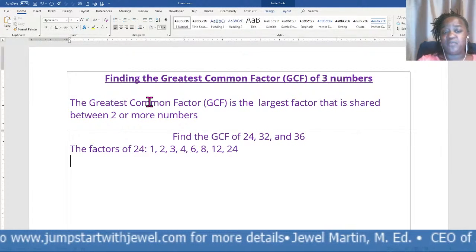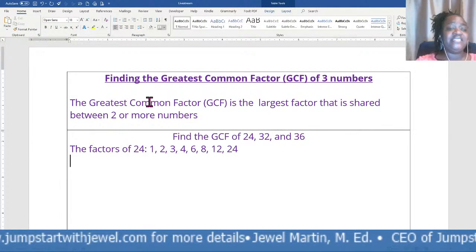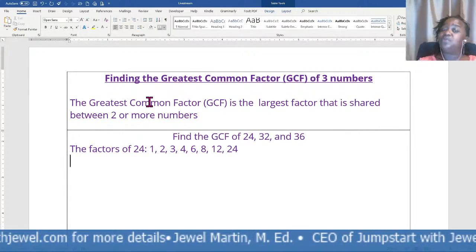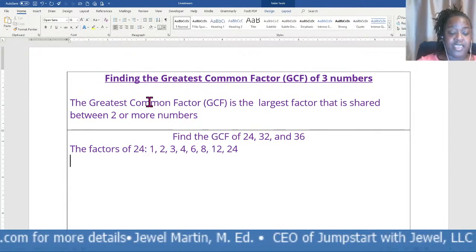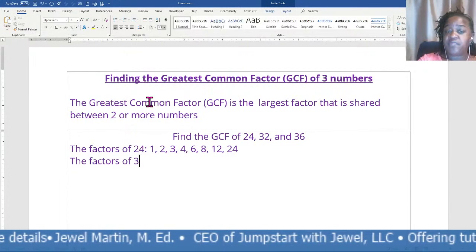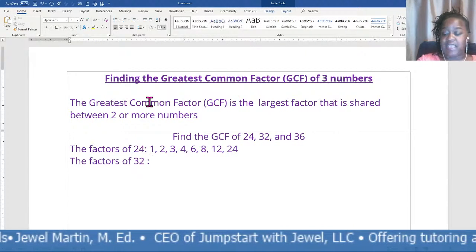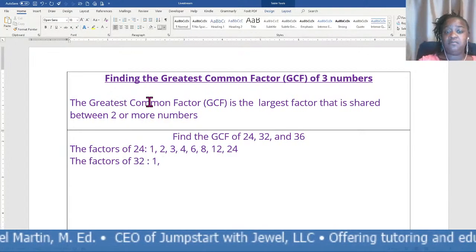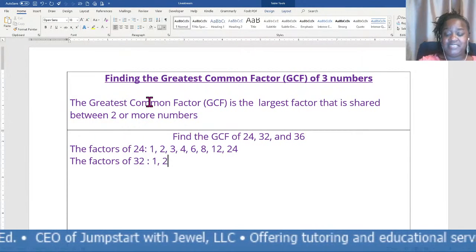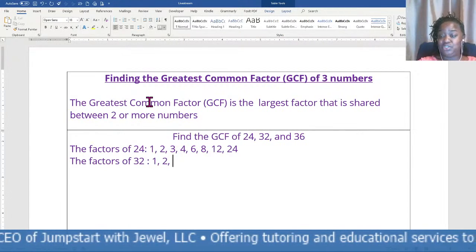Sometimes what I'll tell my students to do is to list them in numerical order like I have there, so that way it makes more sense, okay? So now we have the factors of 32. Same thing, of course, it's going to be 1, and we'll add 32 in a minute. 1 and 32. It's an even number, so it's going to be 2.